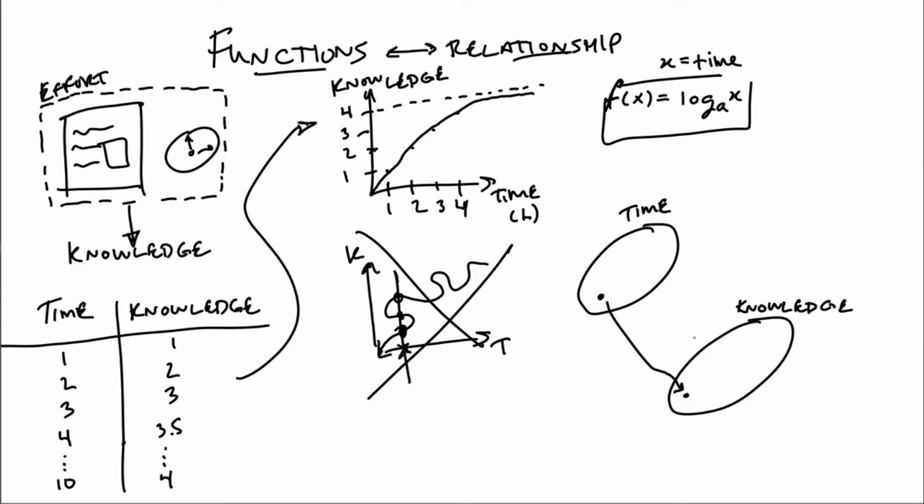And by definition of a function, we know that each point in time corresponds to a specific amount of knowledge gained. So that means that if we have a number of dots in each of these circles, one dot in the time circle is only going to point to one dot in the knowledge circle. But you could have two dots in the time circle pointing to one dot in the knowledge circle. An example of this would be, say, if you had a function that was a horizontal line, then no matter how long you studied, you only got 2 units of knowledge out of it. Every point in this time circle would point to 2 in the knowledge circle.